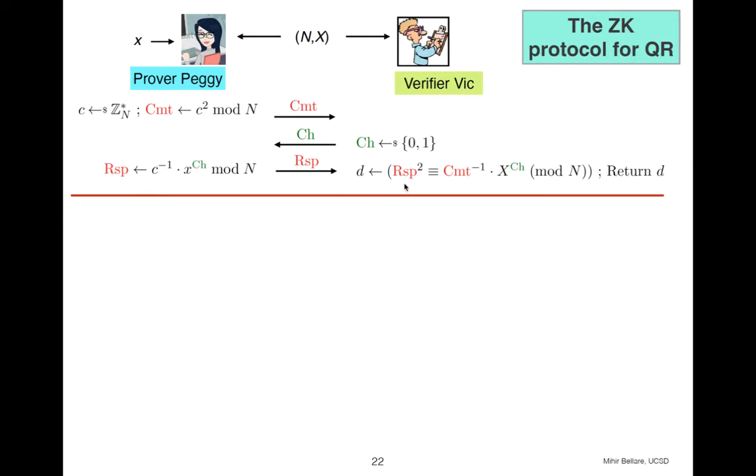Vic can check this. He squares this object and sees that he gets back this here. And this convinces him that this object here is a square, and that's it. That's what he wants to be convinced about.